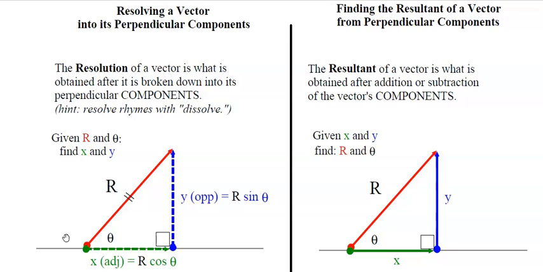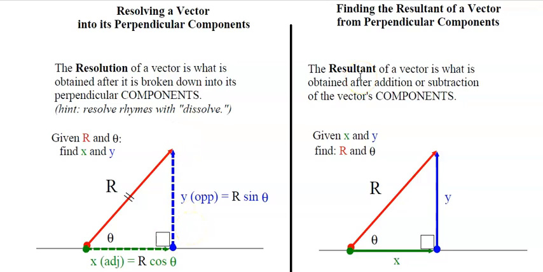Today we will be discussing the resolution and resultants of vectors. Let's get started. In the two drawings that we have here, one on the left and one on the right, we're going to be talking about the resolution of a vector and a resultant of a vector. Basically, we're going to be combining vectors to create a new vector, as you see here on the right, or we're going to take a vector that's on an angle and we're going to break it down into two vectors, one on the x-axis and one on the y-axis.